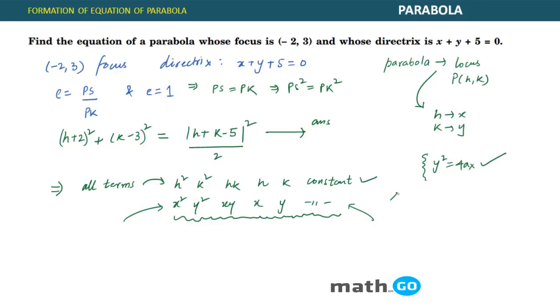So for the equation of a parabola, what you will have to check is that delta should not be equal to 0 and h square should be equal to AB, as we just did earlier. So this is how you actually form the equation of a parabola when the focus and directrix are given to you. Okay.